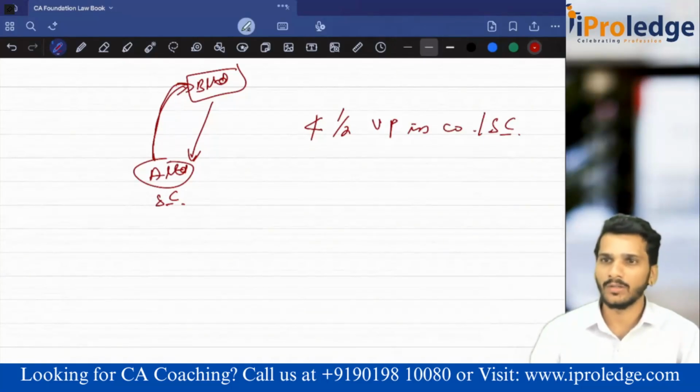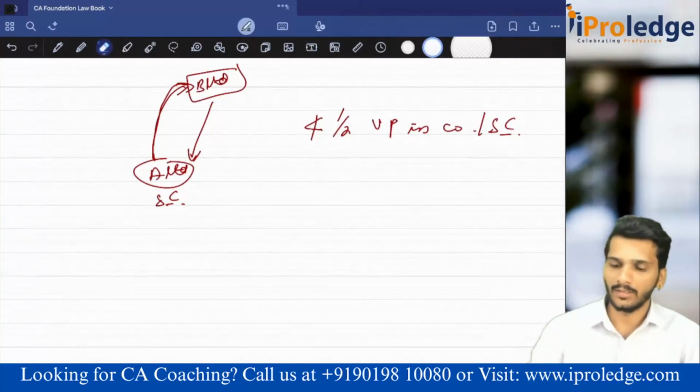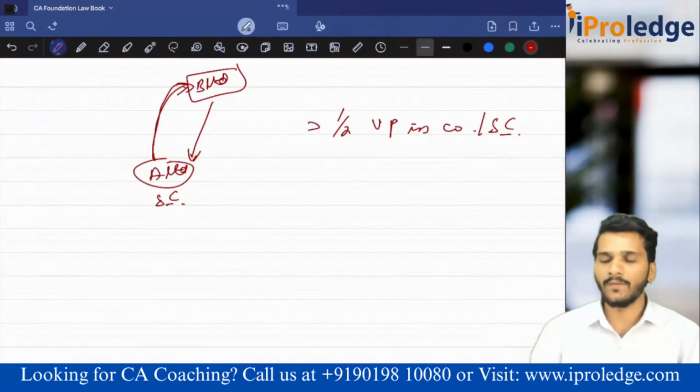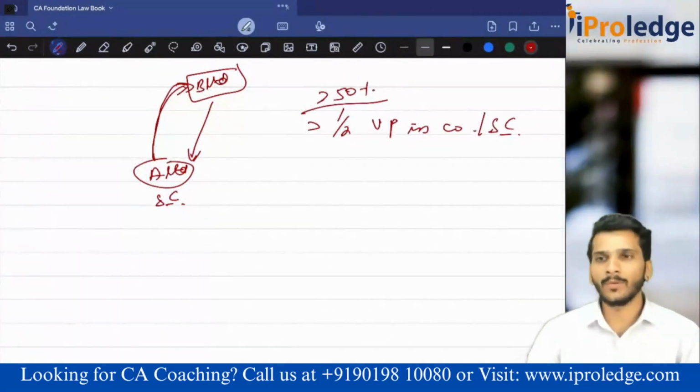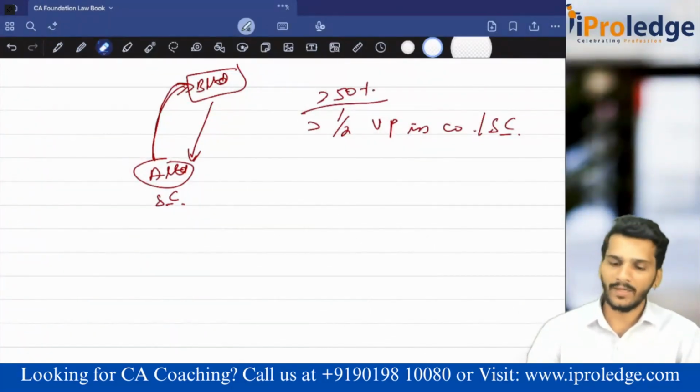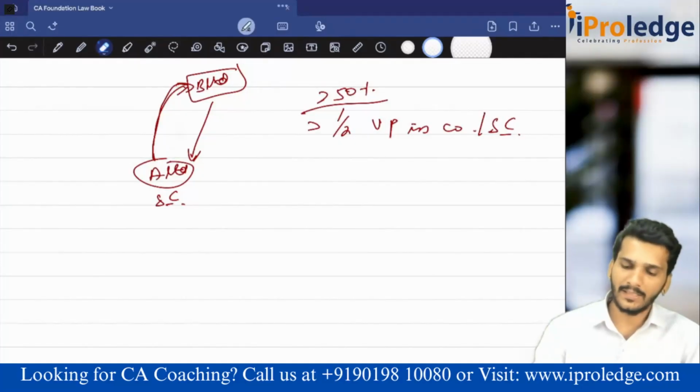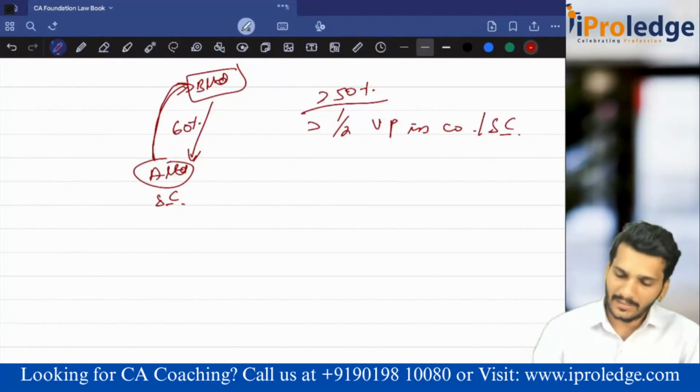One share equals one vote. More than half. No, not less; more than half of the voting power. You can write it as more than 50% also. Both are the same. More than 50% of the voting power in the company. For example, B Limited is holding 60% in A Limited. Then A Limited is called the subsidiary company, and B Limited is called the holding company.